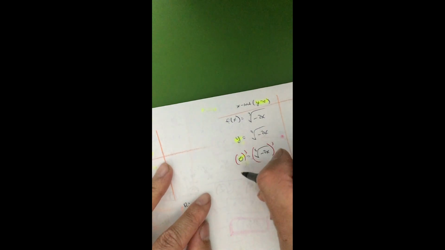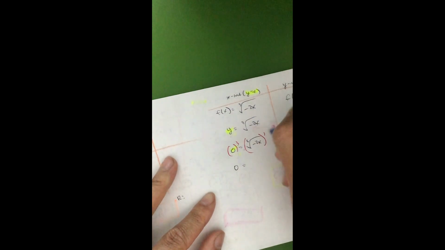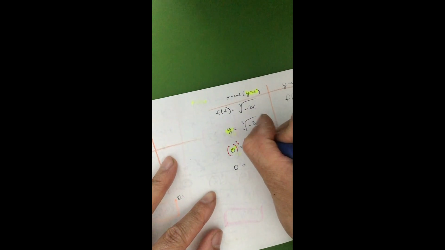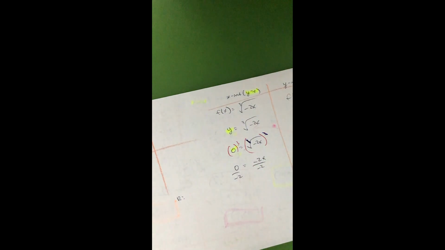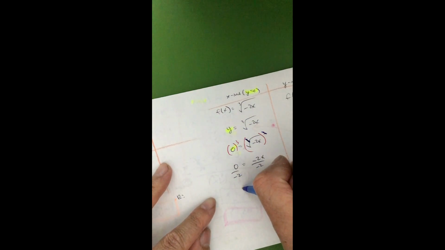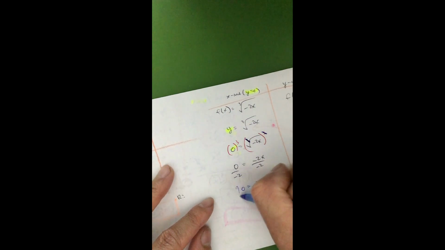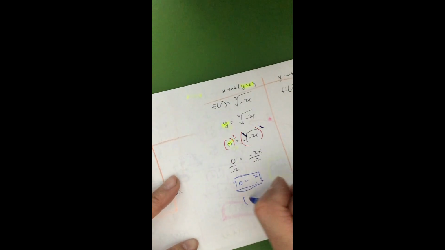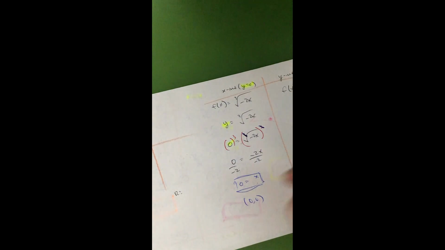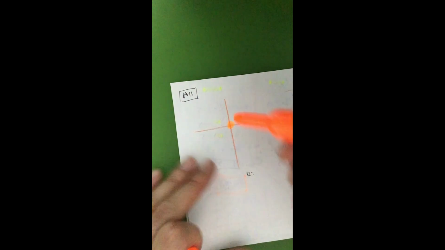0 times 0 times 0 is 0. This 3 and the little 3, the index with the radical sign, cancel. You're left with negative 2x. There's multiplication, so do the opposite. 0 divided by negative 2 is 0, and you have x. So when x is 0, y is 0. There it is on a graph.